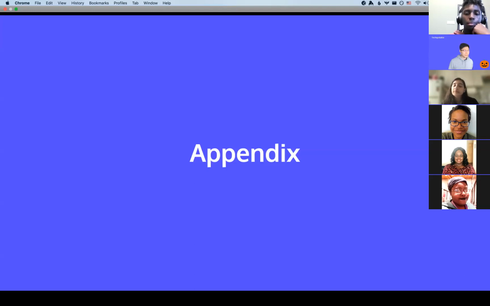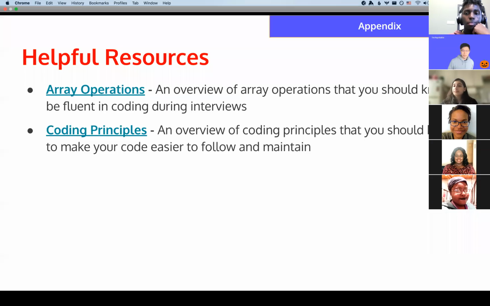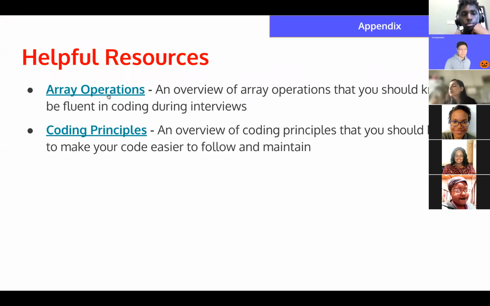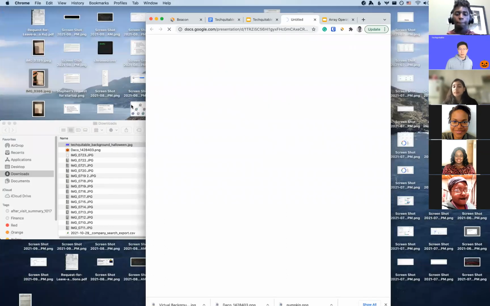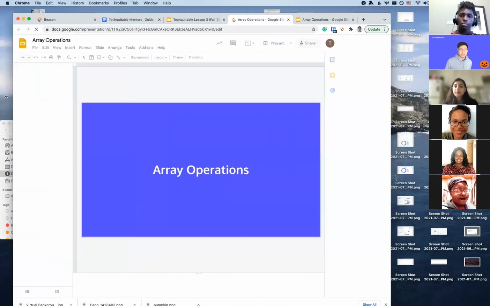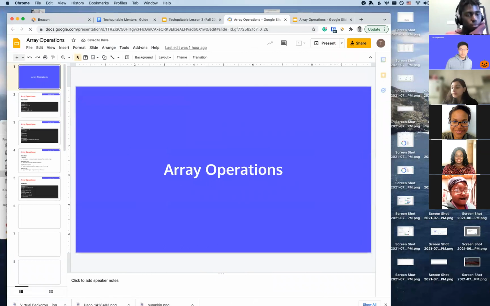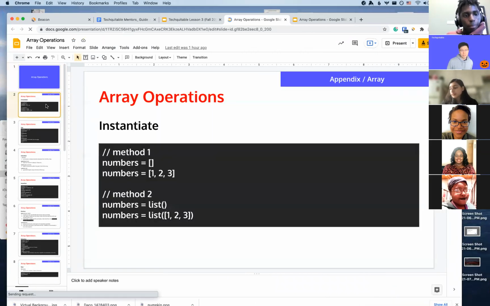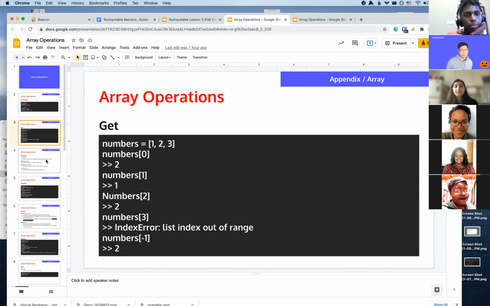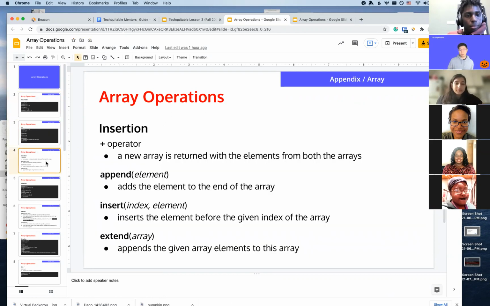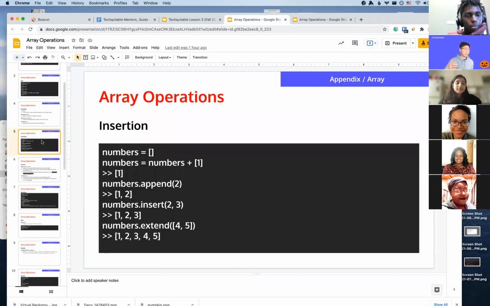I just want to spend 2 minutes raising awareness about these helpful resources. We have some complementary slides on different small topics. There's one on array operations. These are mostly written in Python pseudocode, but feel free to check them out and see if you know how to do these operations in the language that you work with. It goes over the 10 operations on arrays that we mentioned earlier.